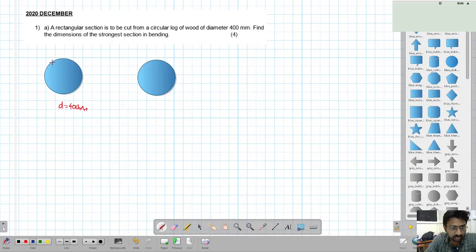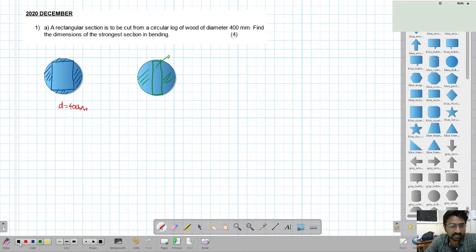For example, this is one way of making it. If I cut like this, and remove this, I'll get a rectangular beam. Another way of doing it is like this also. Assume a straight line, so I can remove this. This is another beam. So there are many different types of beams, and I can get different dimensions of beam. They're asking which dimension will give you the maximum bending strength.